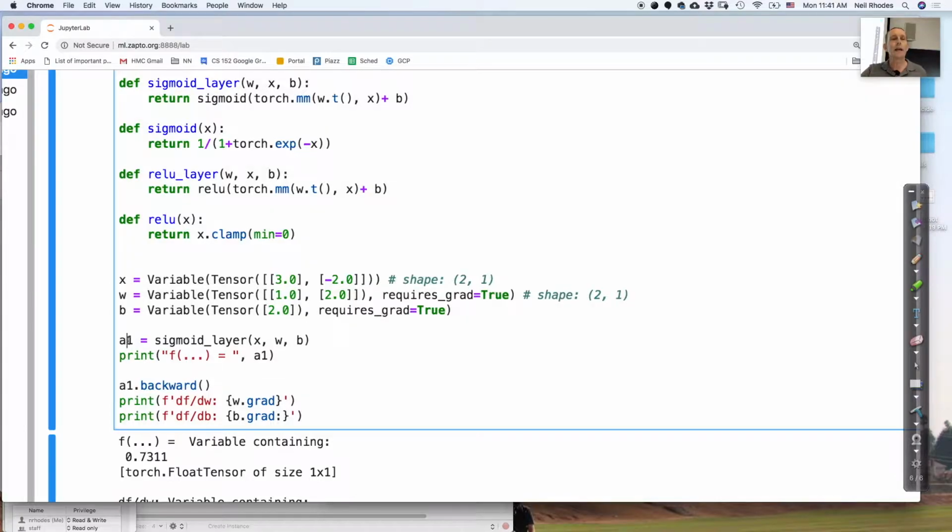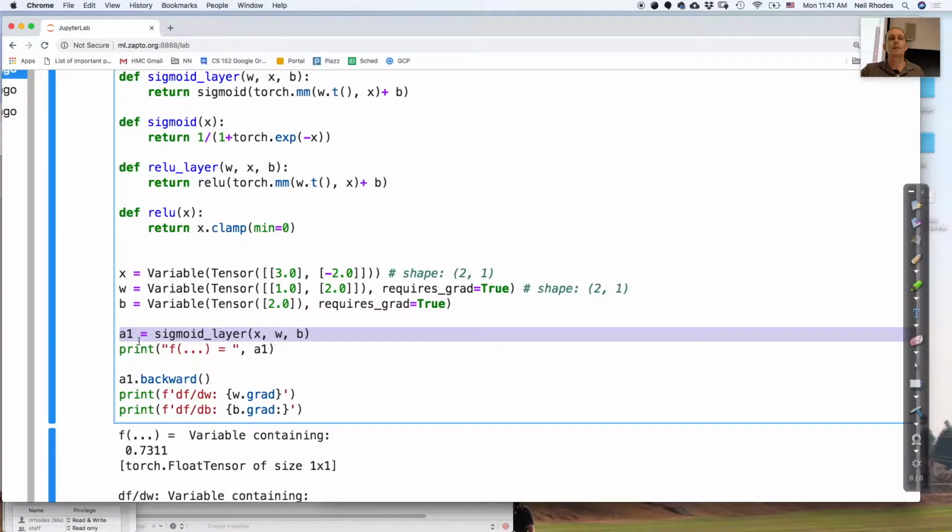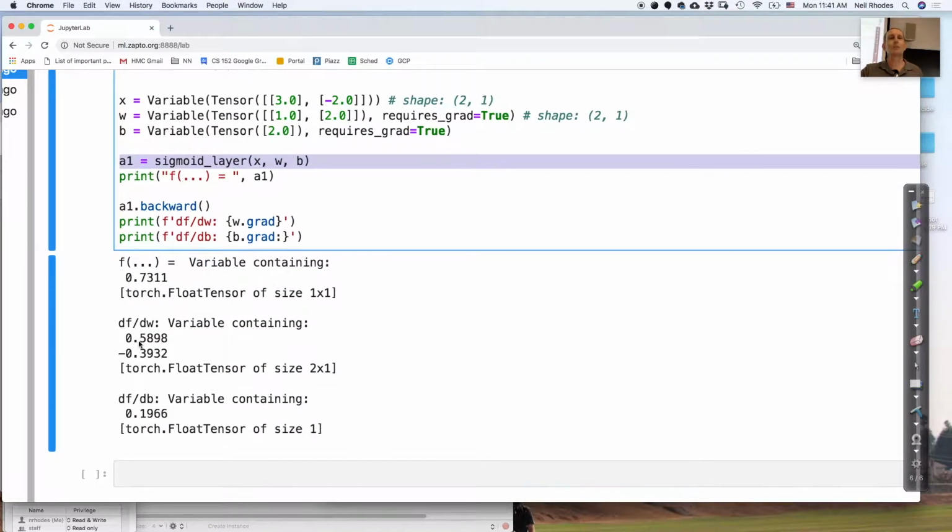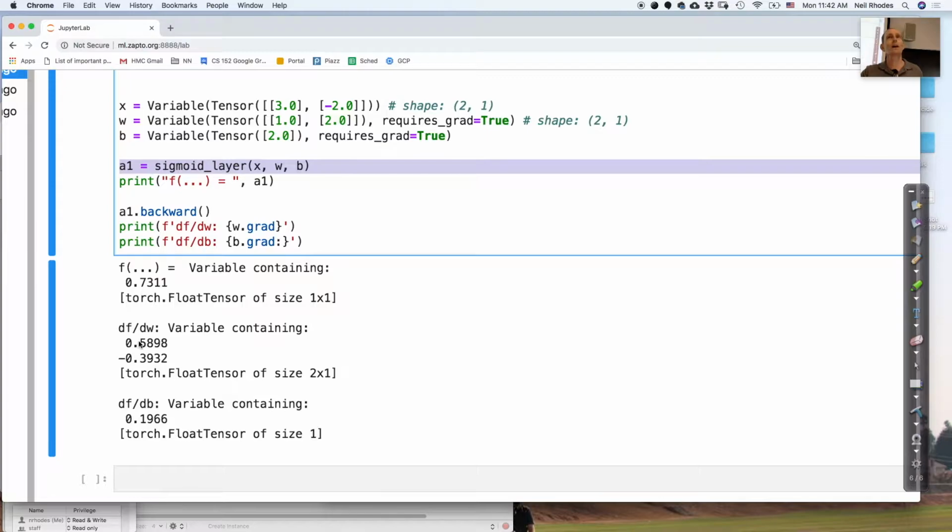So here, A1 is our sigmoid layer of XWB. If we wanted to have another sigmoid layer, we could say A2 equals sigmoid layer of A1, comma, some new W and B. And then we could print the gradients. And we get the same values, except actually, what's the gradient with respect to dW? Because W is a tensor with more than one element in it, right? So that means the gradient is also a tensor with more than one value in it. Right, where we've got here, this is basically W1 and W2, the gradients. Does that make sense? Okay.